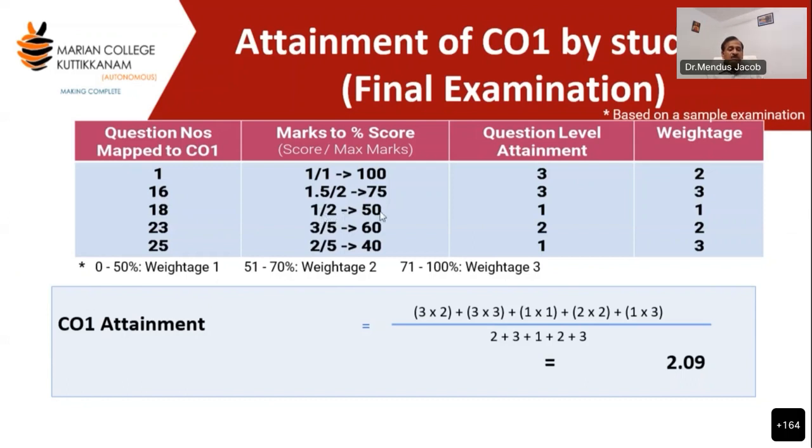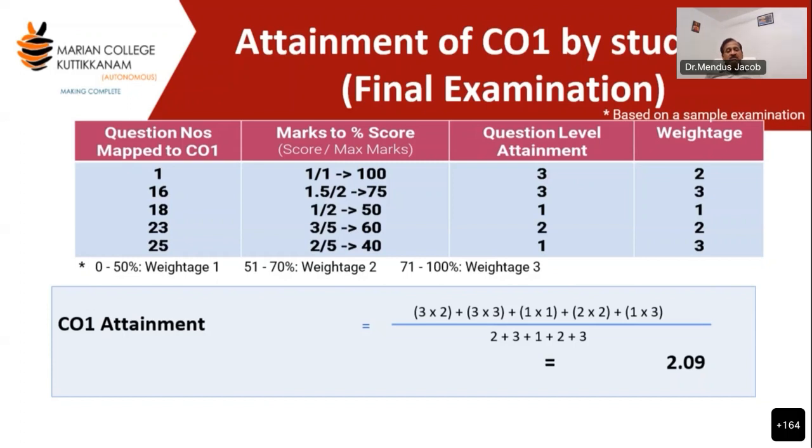Suppose a student is scoring only 50% mark. That means 1 out of 2. It's a 2-mark question. Student is getting only 1 mark. That means 50%. So question level attainment is 1, only 1. Whereas the weightage is also 1 because this question number 18 is mapped to CO1 with a weightage of 1.